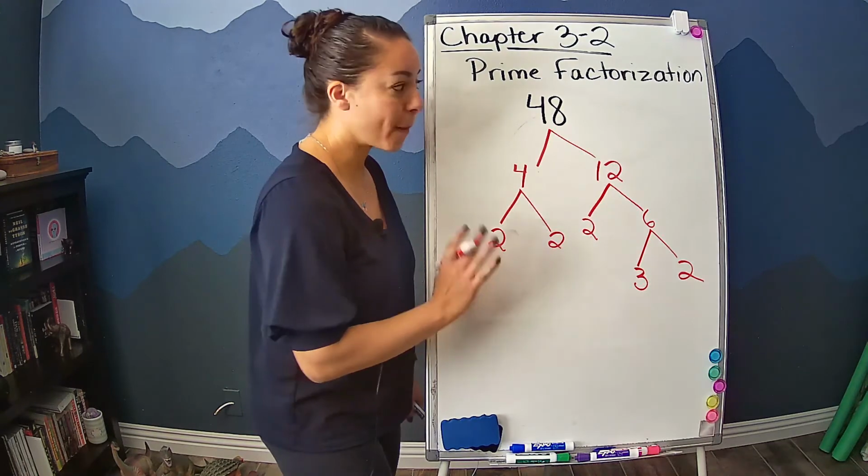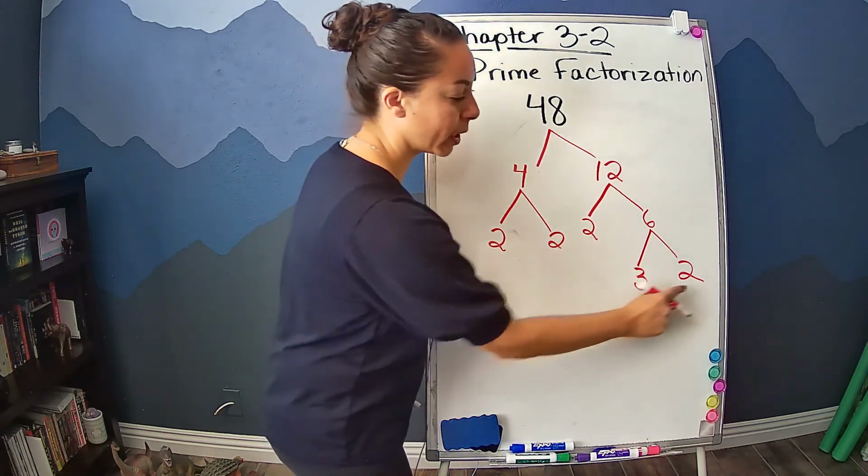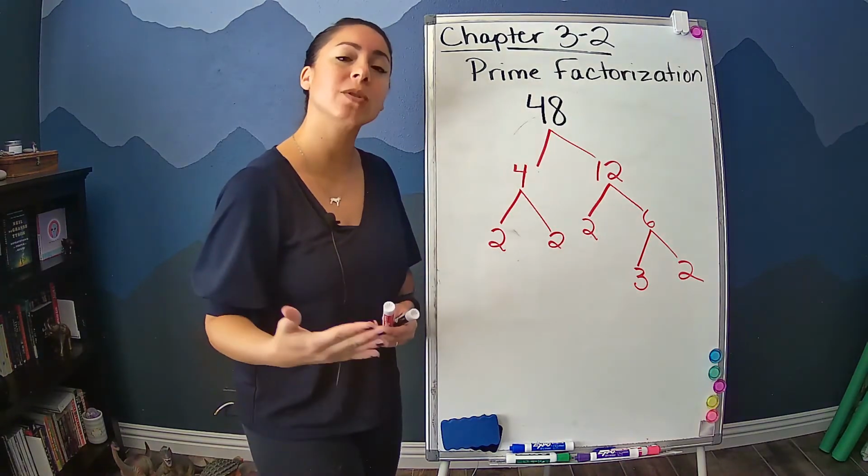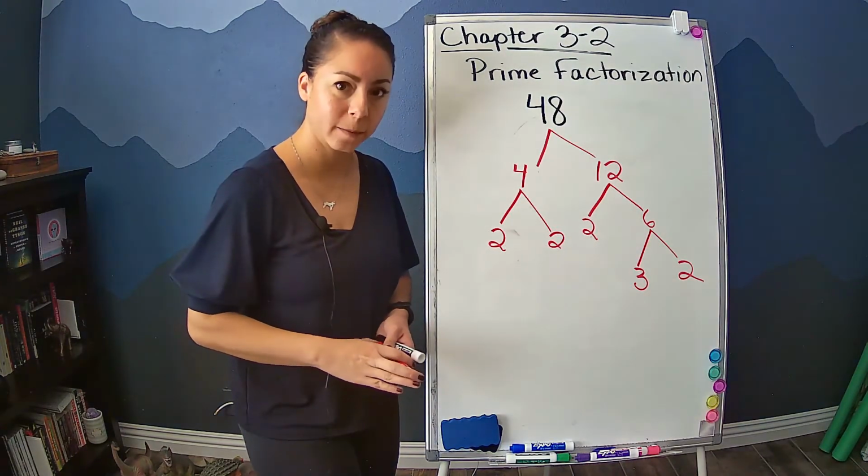Again, do you guys see a pattern? 2, 2, 2, 3, and 2. There's going to be a lot of 3s and 2s. If you start to reach those numbers, then you know you're on the right track.